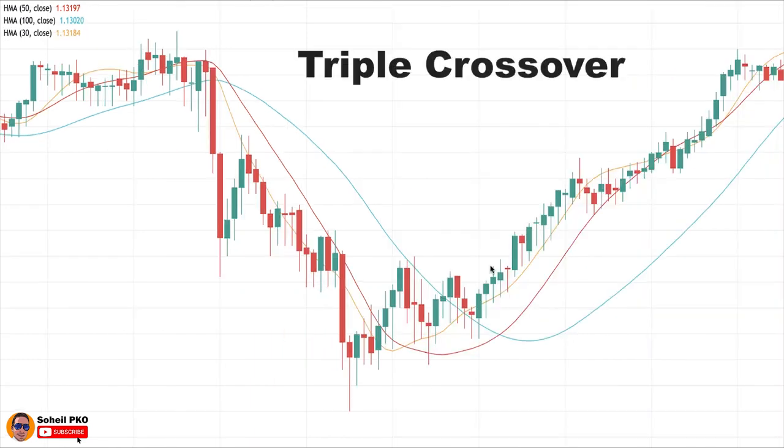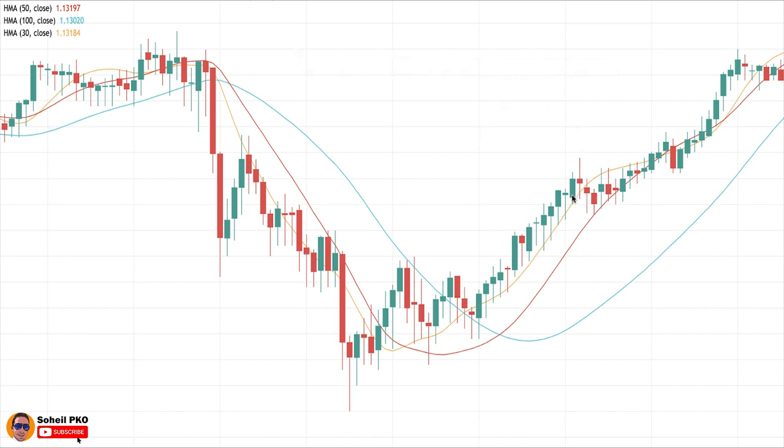And also 3 Hull moving averages can be used for crossover signals, and we call it triple crossover. In this method, we have buying or selling signals when the shortest moving average crosses the other 2 moving averages. The buying and selling signals generated by double and triple crossovers are relatively late, and one important point that you must pay attention to is that generally in crossovers we can have many false signals, and these methods work well when we are in a strong trend.